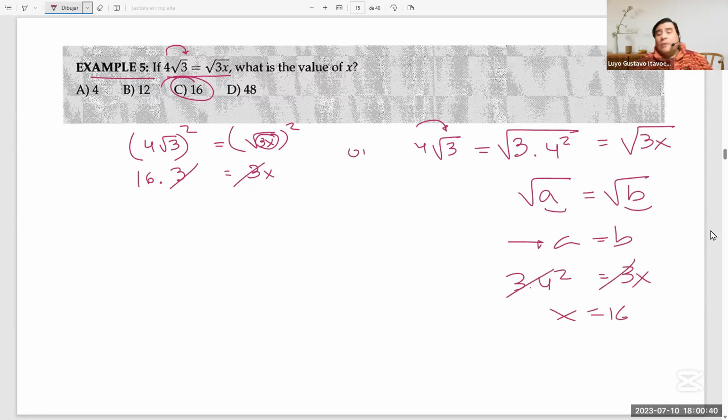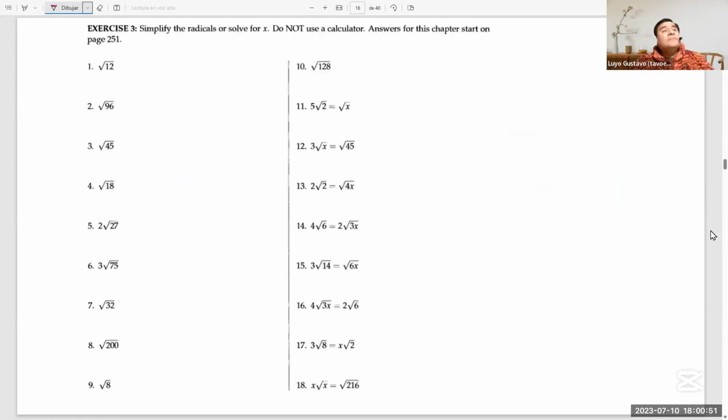Okay, so two approaches. Well, it's just a matter of practicing with these kinds of exercises. You will find plenty of them in the homework. Let's now talk about a couple of expressions. We will try and simplify some radicals, okay? But don't use a calculator for doing these exercises. Let's do some designated ones.